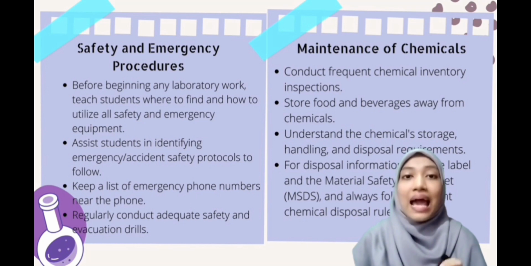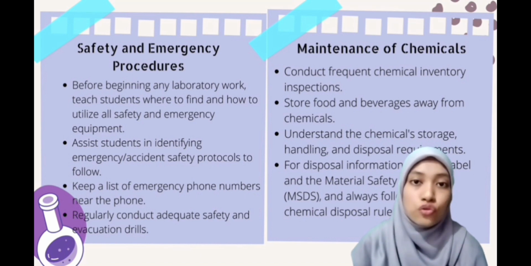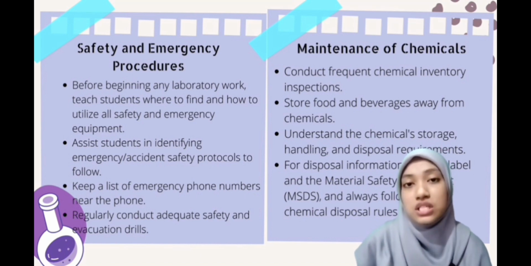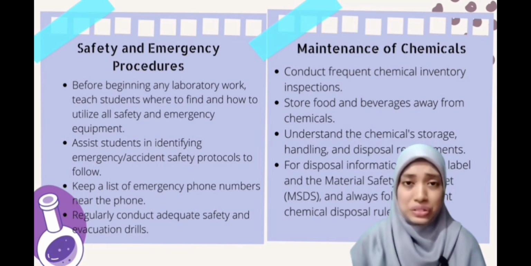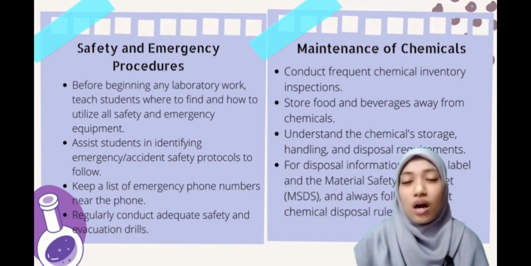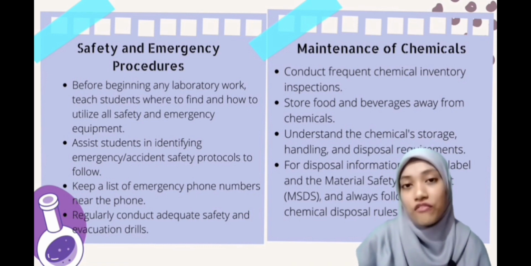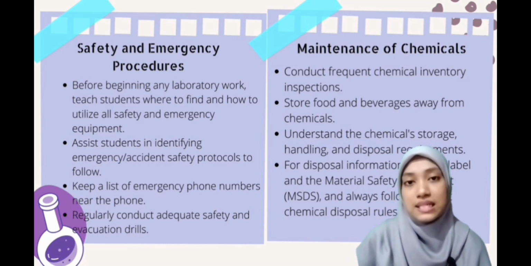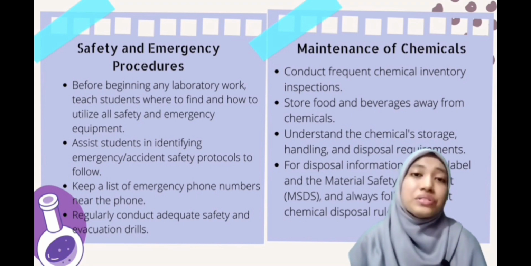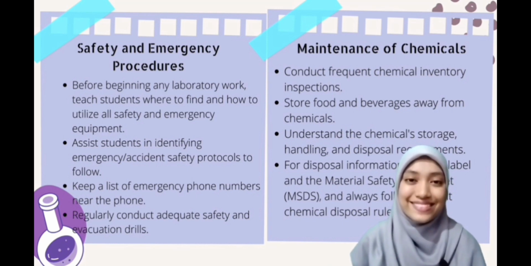Second, assist students in identifying emergency safety protocols to follow, such as giving students verbal and written safety procedures to follow, and always remind students of the consequences of not adhering to safety regulations. Third, keep a list of emergency phone numbers near the phone to make it easy to dial emergency calls if an accident occurs in the lab. And regularly conduct adequate safety and evacuation drills.